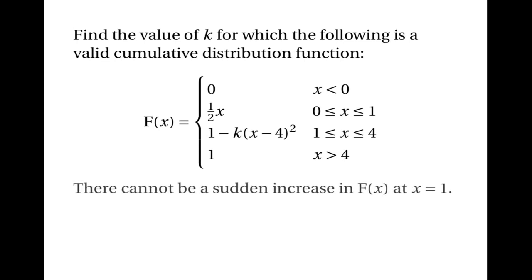So what we say is that there can't be a sudden increase in f of x at x is equal to 1. Therefore, substituting in x equals 1 to the two different expressions, a half of x and 1 minus k times x minus 4 squared, must give us the same answer. In other words, a half times 1 must give us the same answer as 1 minus k times the square of 1 minus 4.